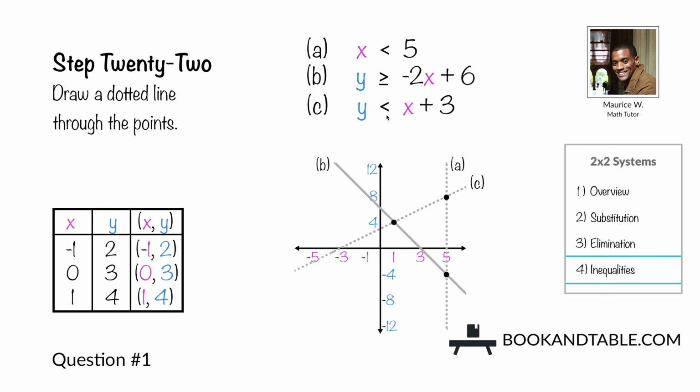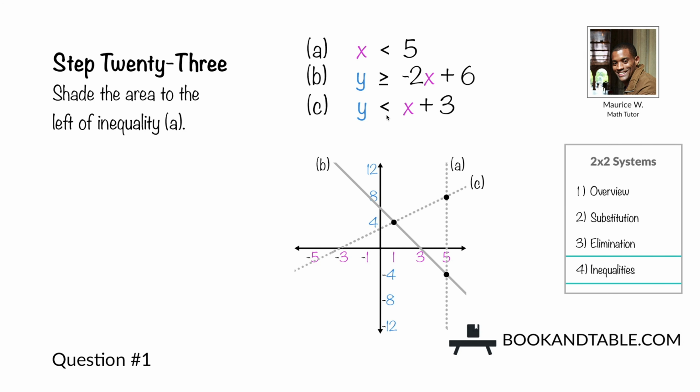And now we want to begin shading in the areas. So step 23, shade the area to the left of inequality A. It's a vertical line. In the inequality, the solutions are less than 5. So along the x-axis, less than or the smaller values are to the left. So we shade those points.